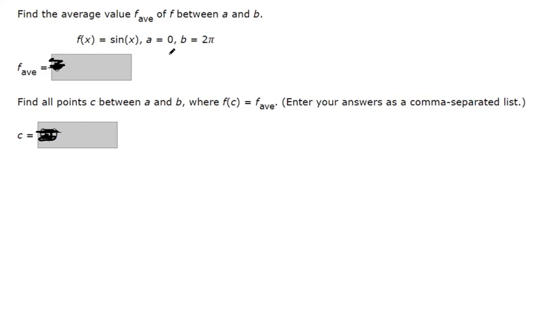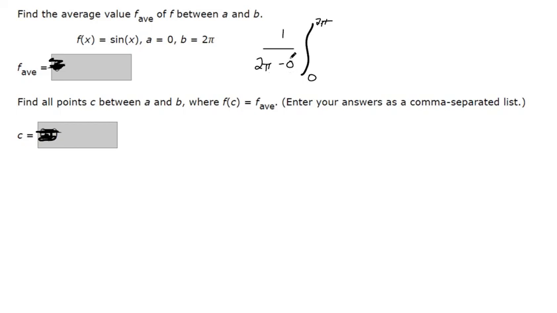So to find an average value, we can evaluate the integral of the values on the interval. It starts at 0, ends at 2 pi, but we have to multiply this by the length of the interval. So it ends at 2 pi, starts at 0. This is how long that interval is.